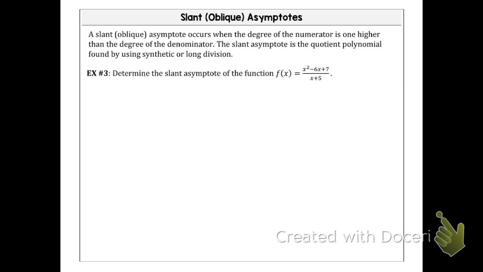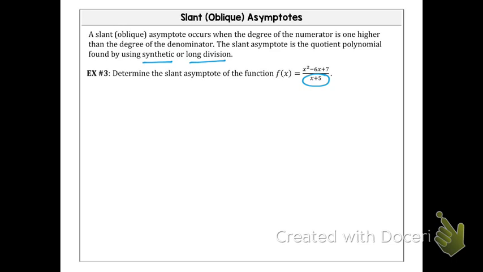And so example 3 here says determine the slant asymptote of this function. So we have two options. We're going to find our slant asymptotes by using synthetic or long division. So before I can choose which one I want to use, I need to look at what I'm dividing by. Remember, we're only going to use synthetic division if it tells us to, or if it's being divided by x and then plus or minus some number. And so on this one, I can use synthetic division.